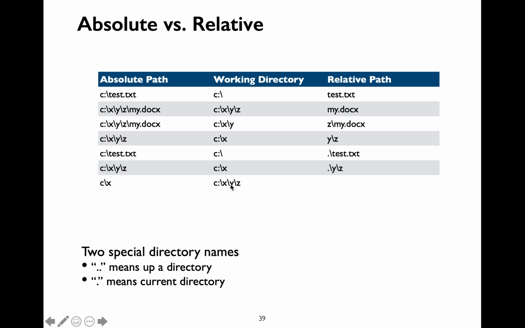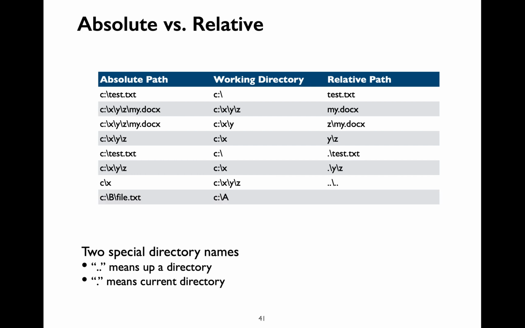What about your current working directory being C colon X slash Y slash Z? What if you want to access C colon X instead? Keep in mind that you're two directories away from the X directory in the directory tree. So you'll have to go out of the Z directory and then you'll have to go out of the Y directory in order to be able to go back to the X directory. So that would be dot dot slash dot dot.